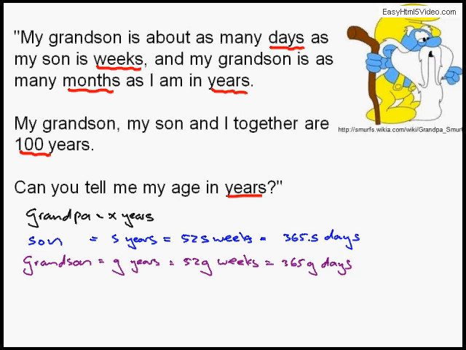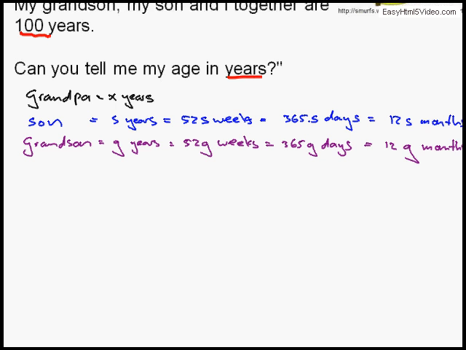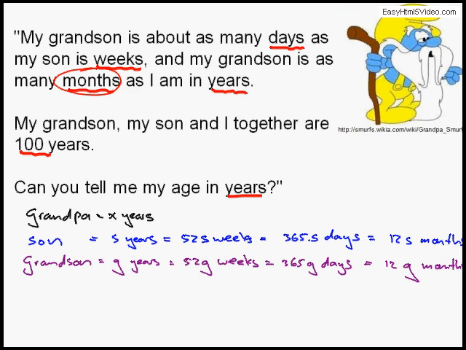However, if we look at the fact that we also have months, we can also modify that to say the son is 12 times S months old, and the grandson is 12 times G months old. And now we've got information that we can work with, but we have to go back to the word sum to put all of that into context.